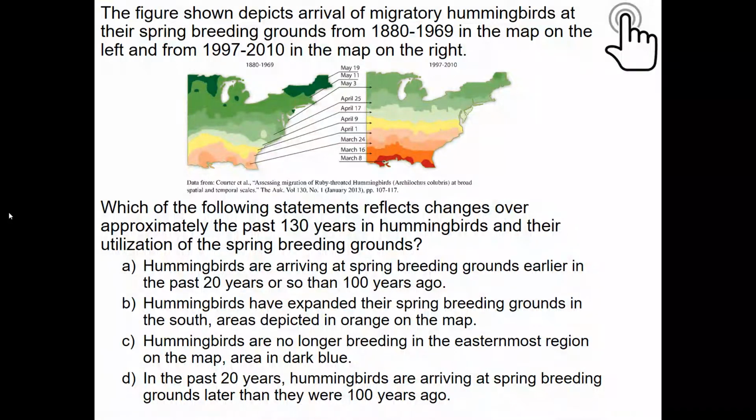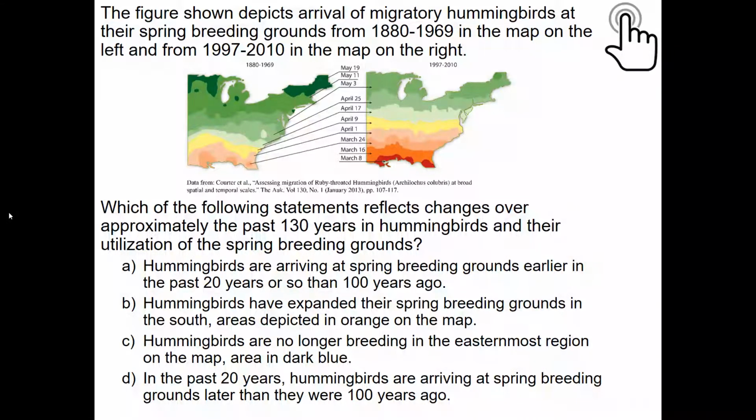So here's our first question for today. The figure shown depicts the arrival of migratory hummingbirds at their spring breeding grounds from 1880 to 1969 in the map on the left, and from 1997 to 2010 in the map on the right. Which of the following statements reflects changes over approximately the past 130 years in hummingbirds and their utilization of the spring breeding grounds? Is it A, hummingbirds are arriving at spring breeding grounds earlier in the past 20 years or so than 100 years ago?